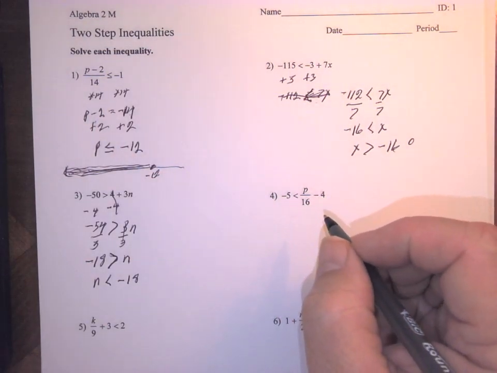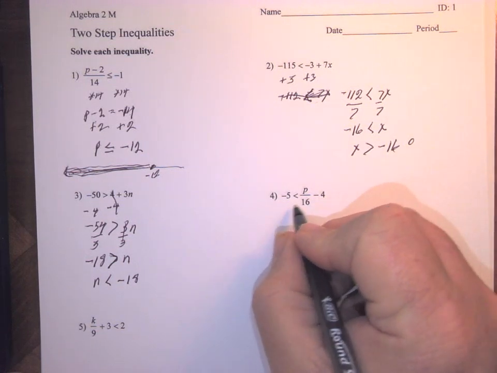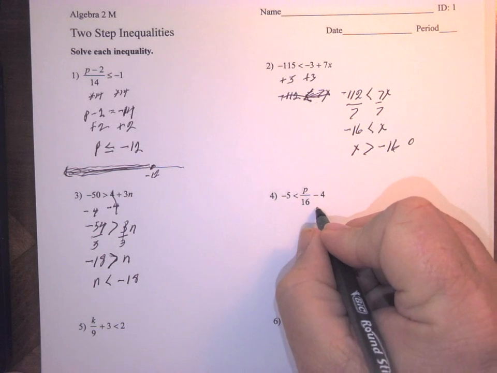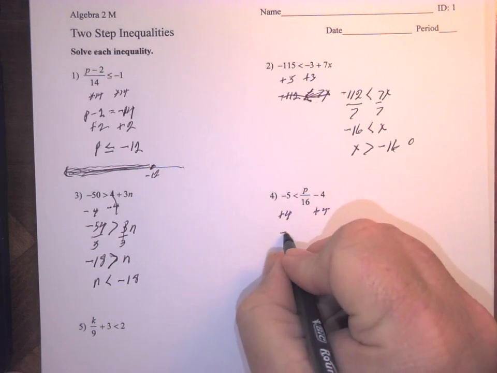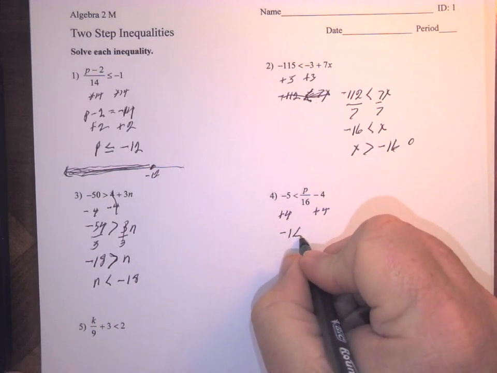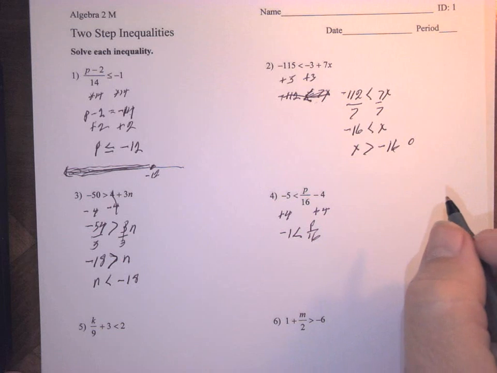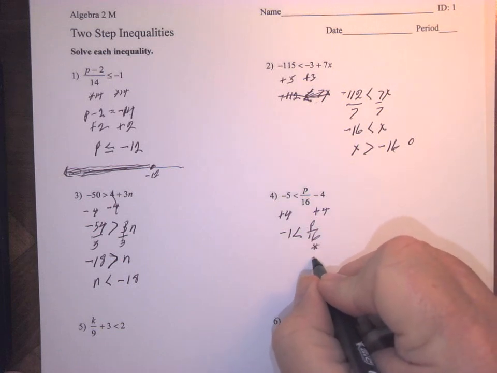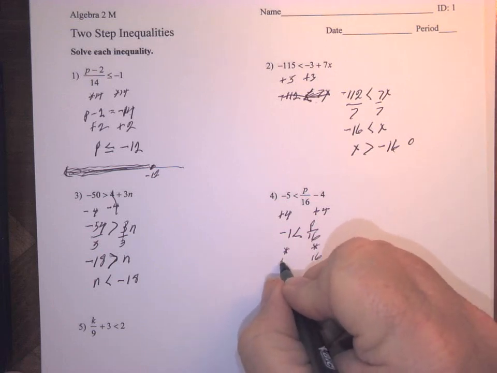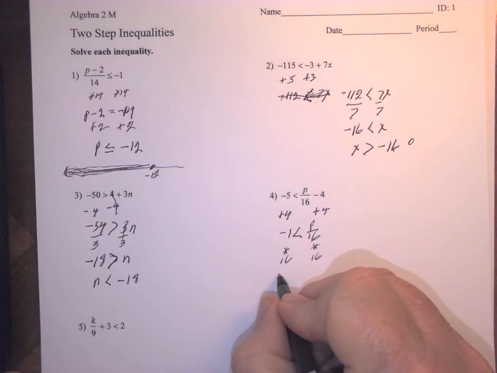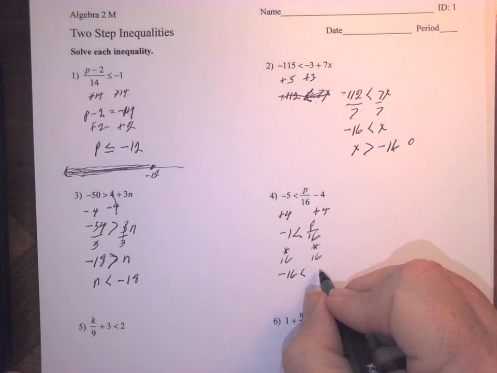We're going to multiply. Well, first of all, what we're going to do is move this negative 4 over here. So we're going to have a plus 4 and a plus 4. And we end up with negative 1 is less than p over 16. We multiply both sides by 16 to get rid of our fraction here. You could do this the other way around if you wanted to. And we end up with negative 16 is less than p.